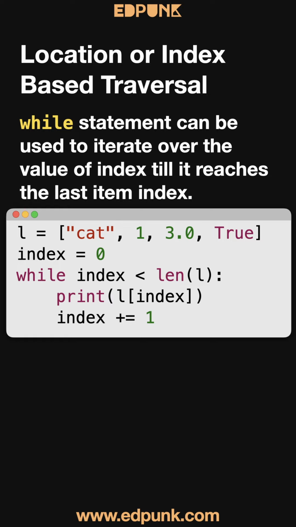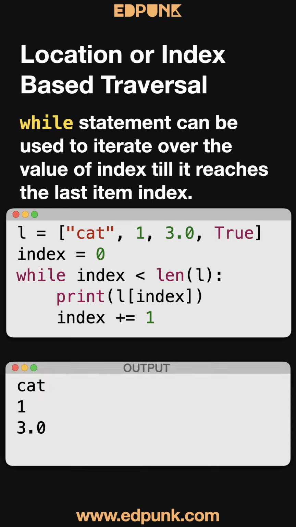Now, the while statement along with the condition index less than length of list is specified. This means that the while code block will run as long as the condition is satisfied. We print the item corresponding to the current value of index, post which we increment the value of index by 1, and the loop continues as long as the value of index is less than the length of the list. Let us now execute the code. You can observe how each item is displayed one by one, starting with cat, followed by 1, followed by 3.0, and finally the value true.